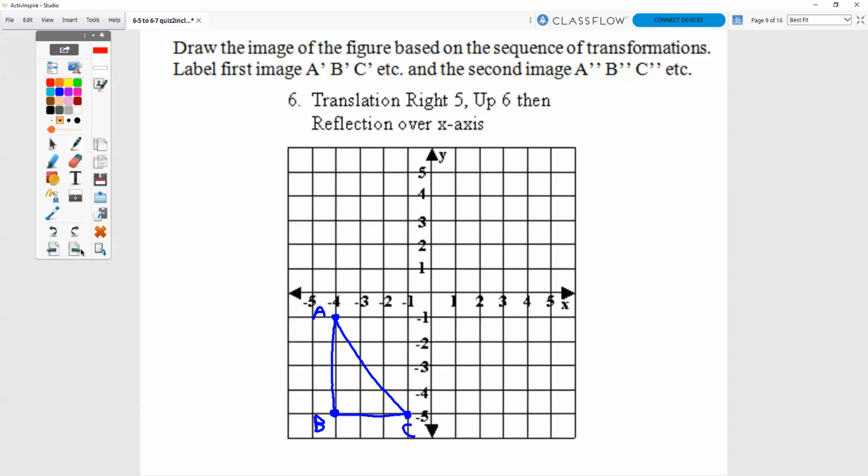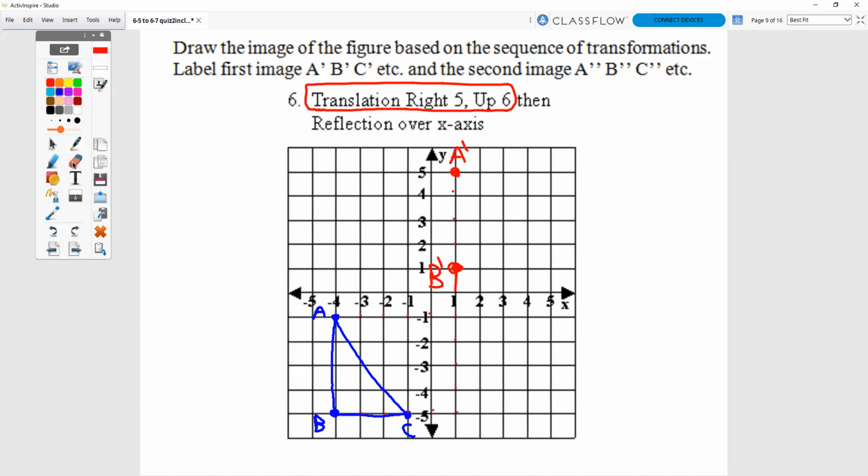So in this first one, they tell you the rules. The first thing that they want you to do here is a translation of right 5, up 6. So we're going to start at A. We're going to go right 5. 1, 2, 3, 4, 5. Up 6. 1, 2, 3, 4, 5, 6. Here's our new A prime. B, right 5. 1, 2, 3, 4, 5. Up 6. 1, 2, 3, 4, 5, 6. Here's our new B prime.